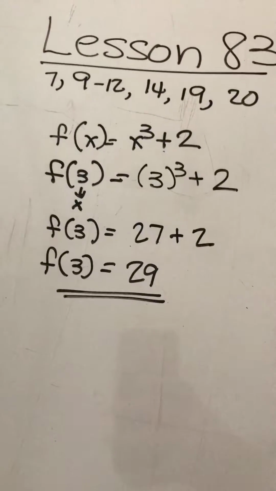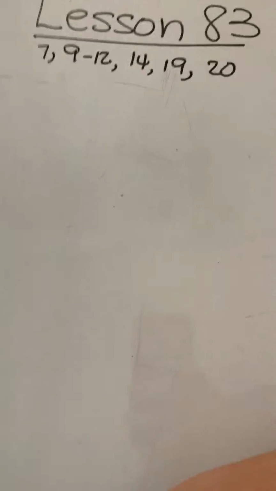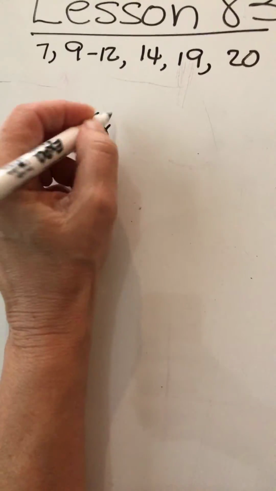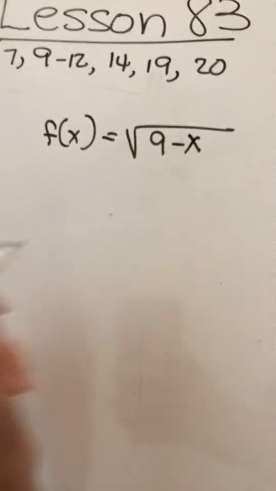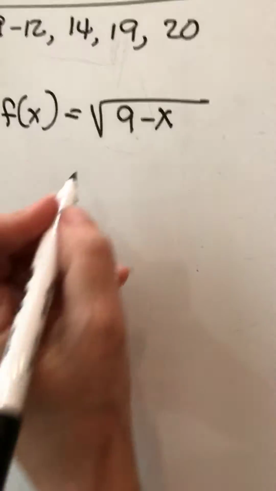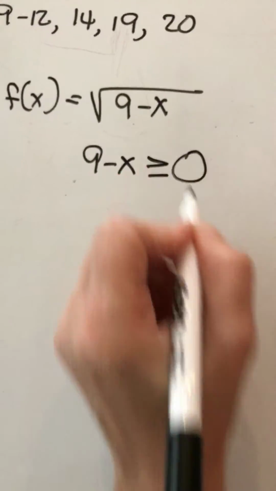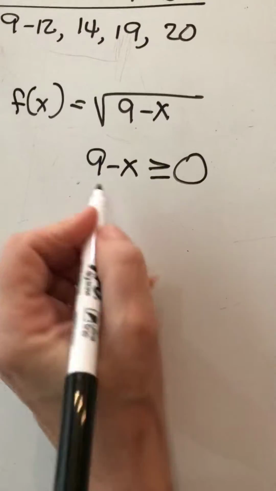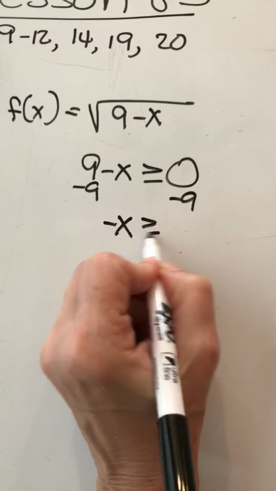Okay, number 9 says find the domain of this function. F of x equals the square root of 9 minus x. This is one of our limitations on the domain. Remember, what's under the radical has to be greater than or equal to 0. It's all reals except this limitation. So I subtract 9 on both sides. I have negative x greater than or equal to negative 9.